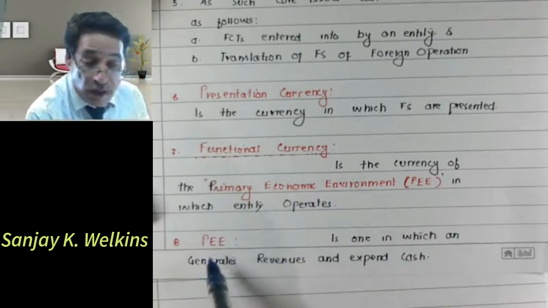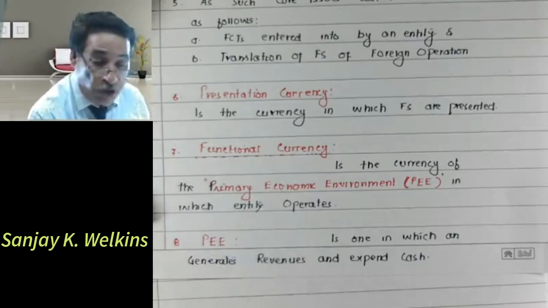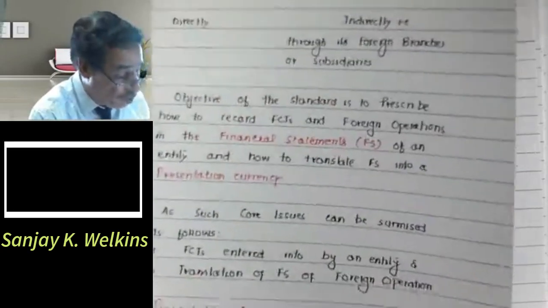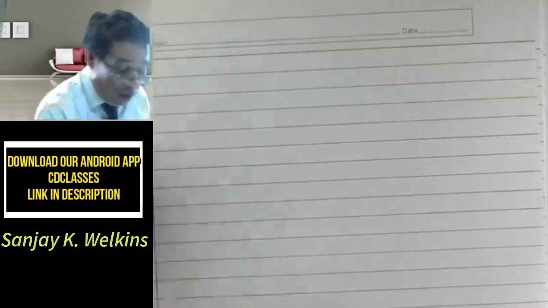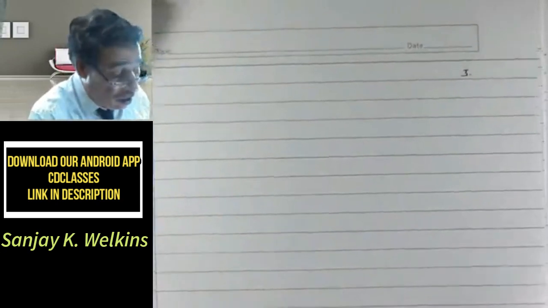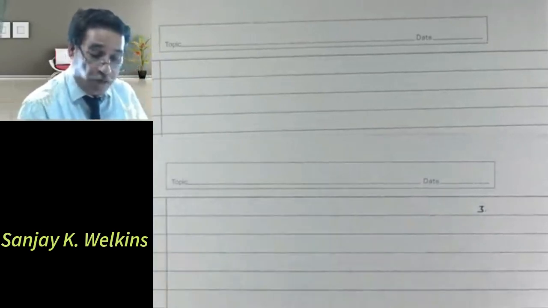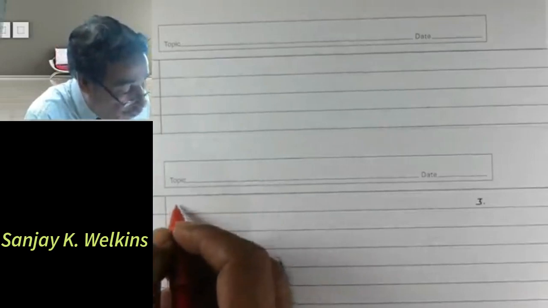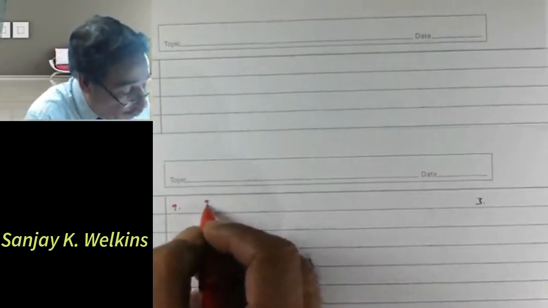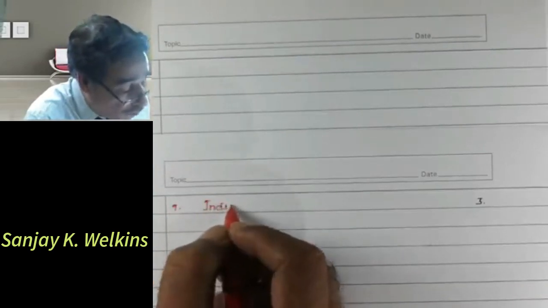What is primary economic environment? It is one in which you generate revenue and spend cash. But this is not enough to understand, so we will have to dig deep. I will keep the sheet here, and this is sheet number 3. First of all, how is primary economic environment assessed? Unless we are in a position to assess whether we are operating in this environment or not, we won't be in a position to find out our functional currency. So that's the reason, point number 9, and I have written 8 last time, so it is 9: indicators of functional currency. What are the indicators?